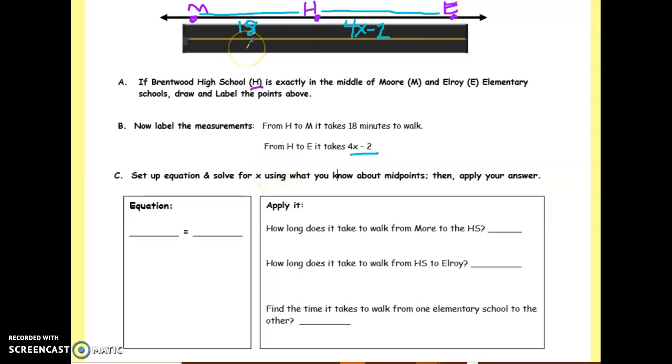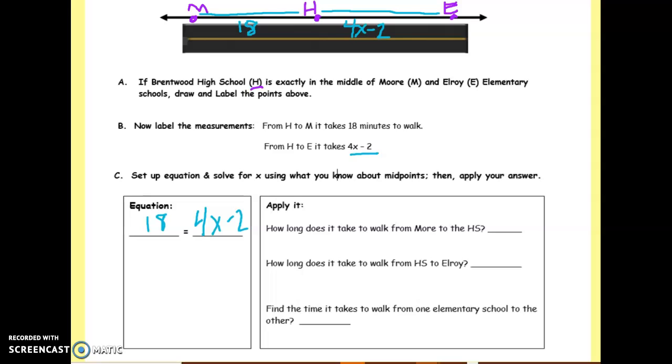Just like the Snickers bar, 2 inches was equal to 2 inches. This time we don't have 2 and 2. We have the value 18 and the expression 4x minus 2. So we're going to take those two and write an equation so that we're able to solve for that unknown value. It doesn't matter what side you put each value or expression. I typically follow how it is in the picture that is drawn. So 18 is equal to 4x minus 2.